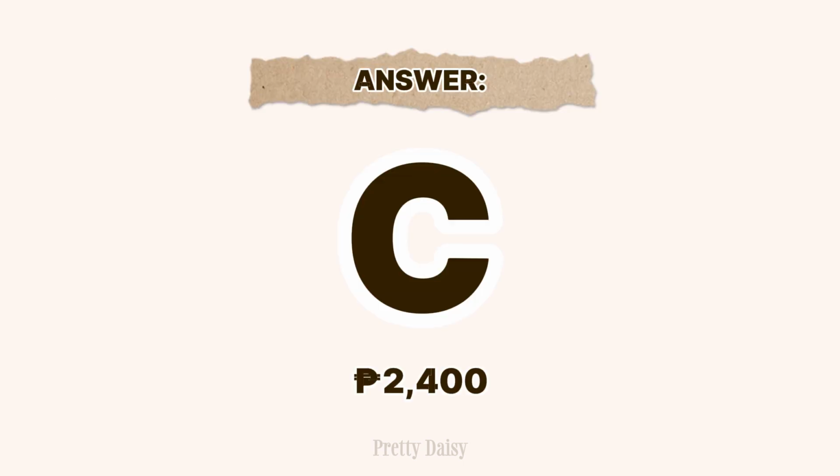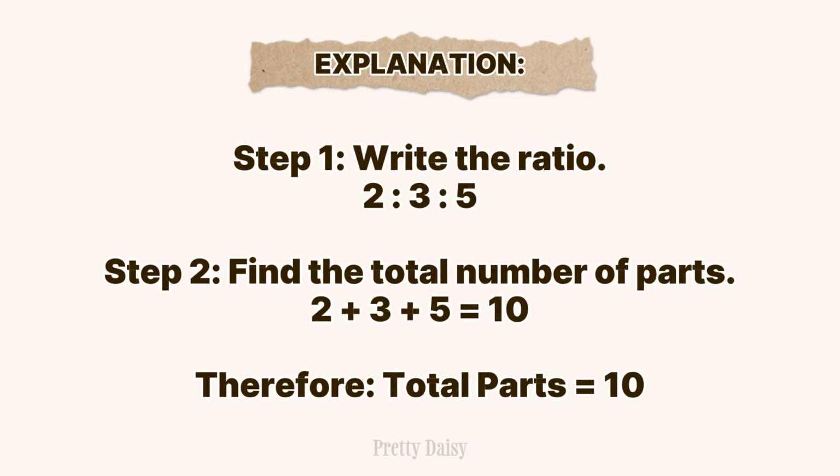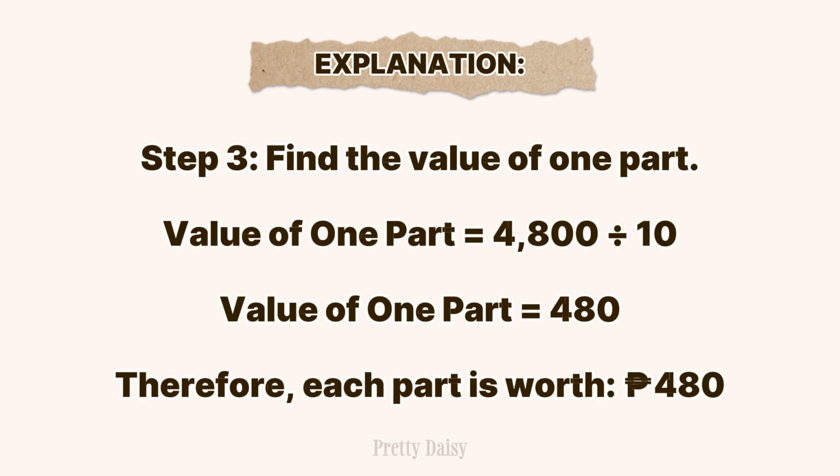Answer: C. 2,400 pesos. Step 1. Write the ratio. 2:3:5. Step 2. Find the total number of parts. 2 plus 3 plus 5 equals 10. Therefore, the total number of parts is 10. Step 3. Find the value of one part. The value of one part equals 4,800 divided by 10. 4,800 divided by 10 equals 480. Therefore, each part is worth 480 pesos.